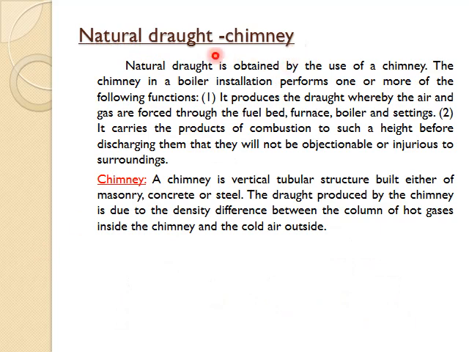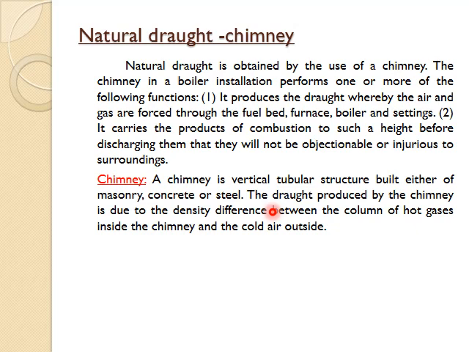Natural draught. Natural draught is obtained by the use of chimney. The chimney in a boiler installation performs one or more of the following functions. It produces draught whereby the air and gas are forced through the fuel bed, furnace, boiler and settings. It carries the products of combustion to such a height before discharging them that they will not be objectionable or injurious to surroundings.